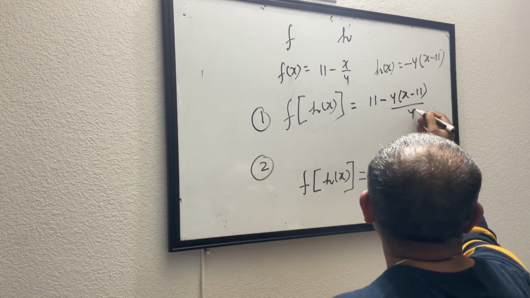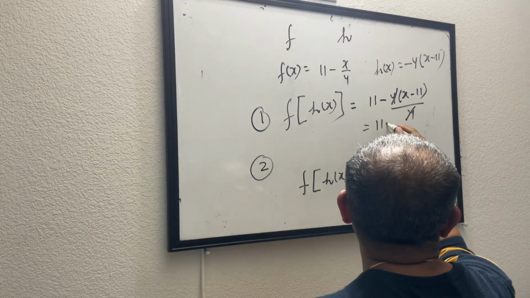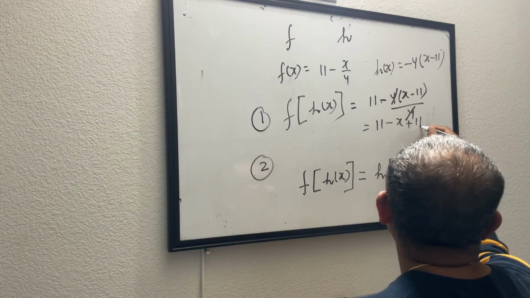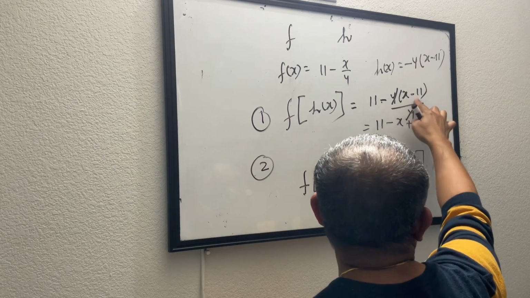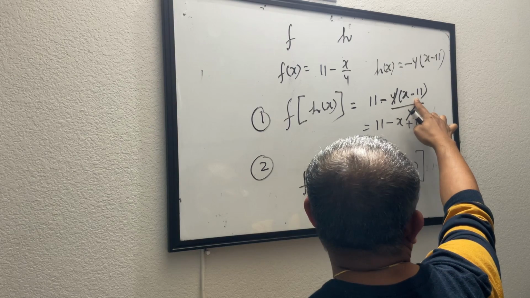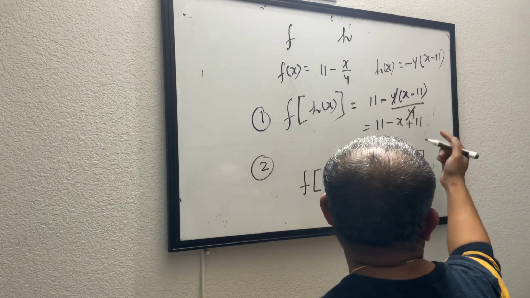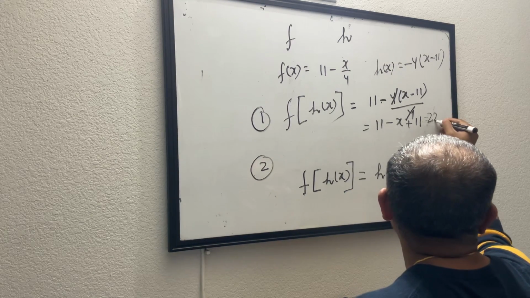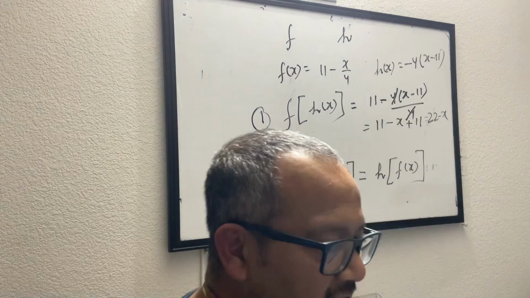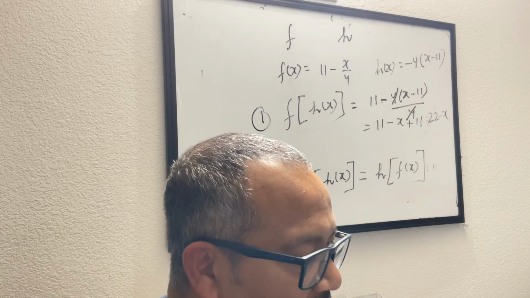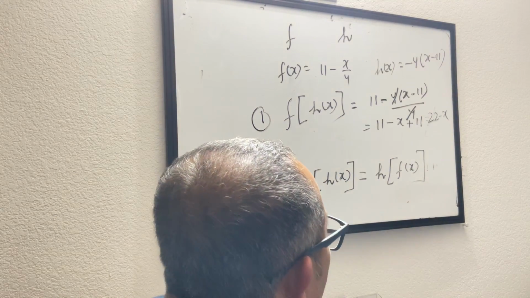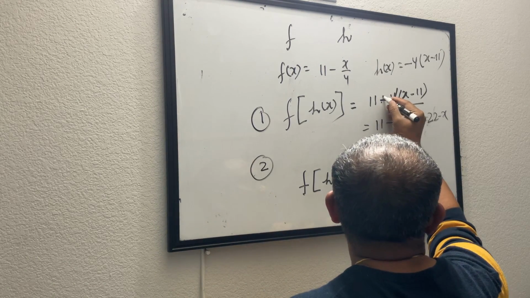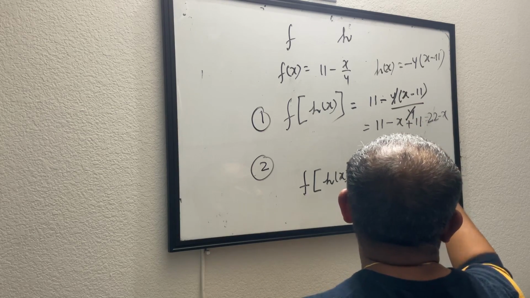That's what I was wondering, because these two will get cancelled out. It will be 11 minus x minus 11 plus 11. Was it x minus 11 or x plus 11? Minus 11. So then it will be 11 plus 11, 22 minus x. That should be your answer. Yeah? Wait, it's 11 plus negative 4. Okay.